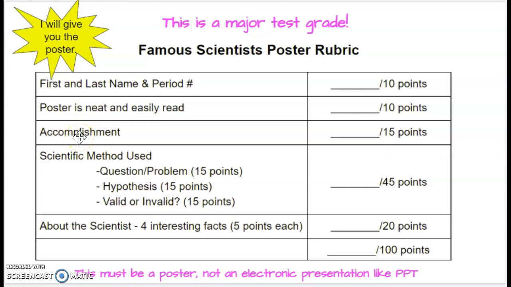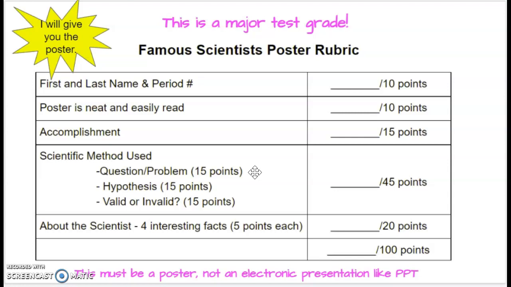Including the scientist's accomplishment, the main thing that they are known for in the science community, you get 15 points. Then you'll need to talk about the scientific method used. That will be a total of 45 points, and the three things included should be: what was the question or problem they were trying to solve?